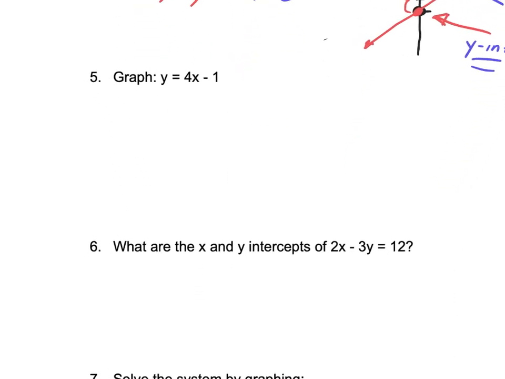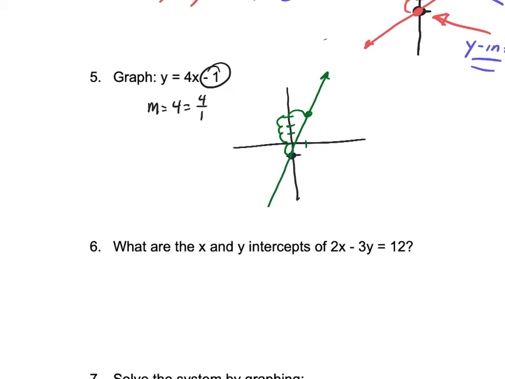5 should be a piece of cake because that's already in slope-intercept form. Y-intercept is -1. Slope is 4. Now be careful. Slope of 4 is the same as 4 over 1. So you have to count up 4. 1, 2, 3, 4. And then over 1. So this way by 1. Positive slope, it better go up and to the right because that's what they always do.